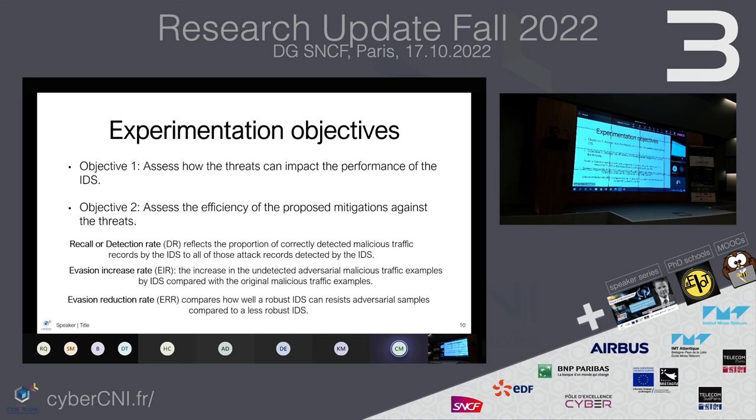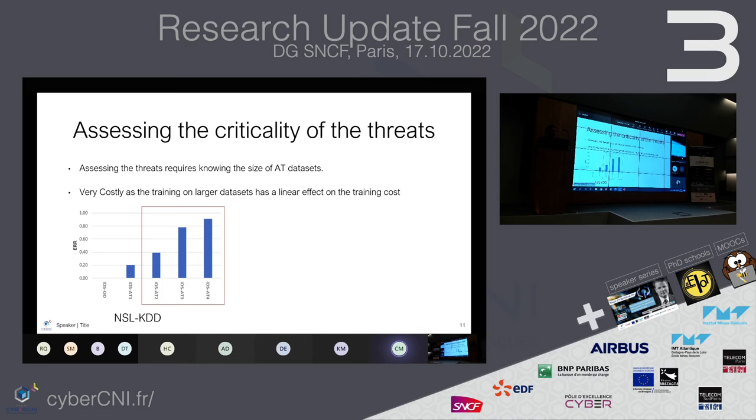Moving to the results. To assess the criticality of the threats, we first need to have different sizes of data set. Here, IDS OD is trained on the original data set. IDS A1 is trained on adversarial training data that has one time the size of the OD, A2 has two times the size of OD, A3 is 5 times bigger, and A4 is 10 times bigger. We can see that we have this linear effect. So we improve here the detection of these adversarial malicious samples. But we also have a higher cost when we move to a bigger data set with the adversarial training data set. But the question here is, are we really protected against all the adversarial samples?